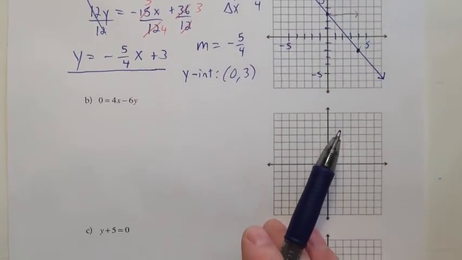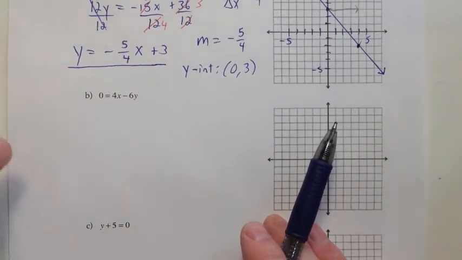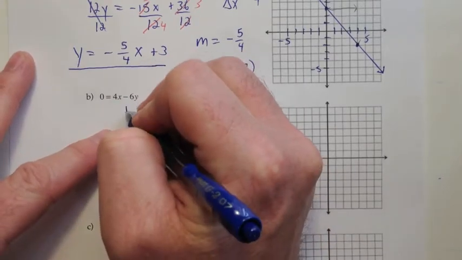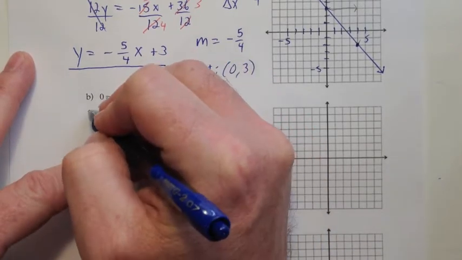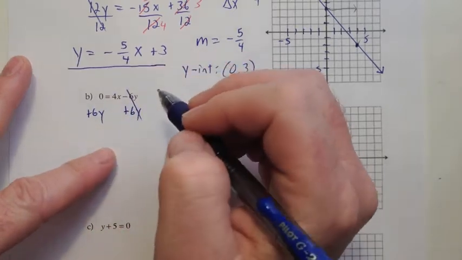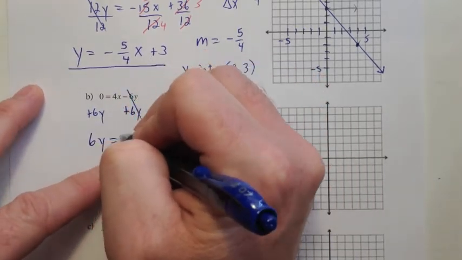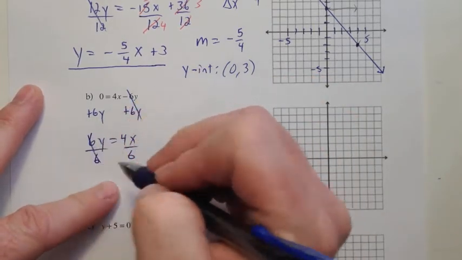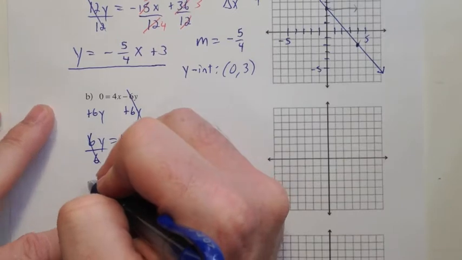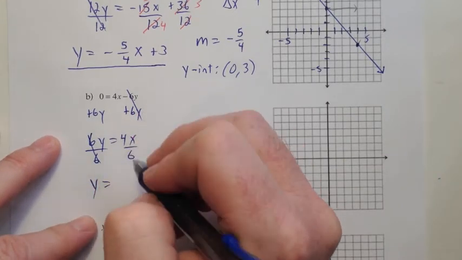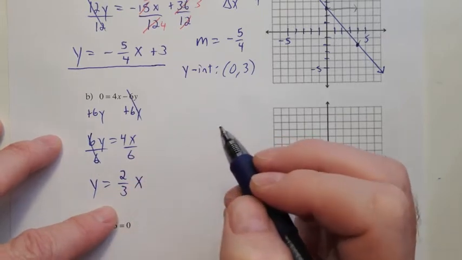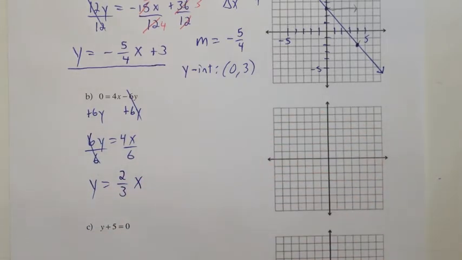So let me show you a couple other examples of the same thing. On this one I want to get y on one side and everything else on the other. I'm going to go ahead and add 6y to both sides to move the y term to the left. That gives 6y equals 4x. Then I would divide both sides by 6 to cancel off that 6, and I would reduce on the other side. Those are both divisible by 2, and if you cancel the 2 we get 2/3, and the x is still there. Now there's no constant term on this one, and that implies the constant term is a 0.